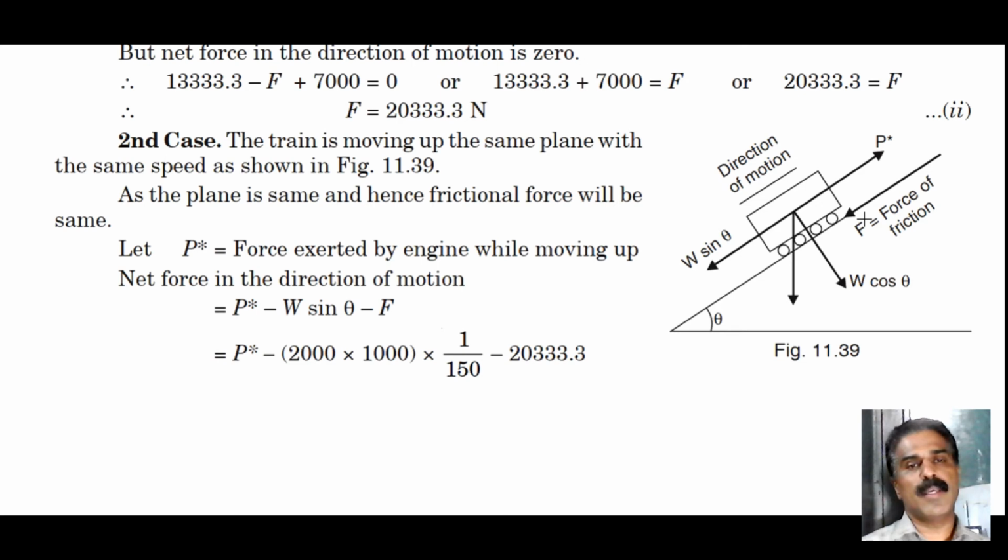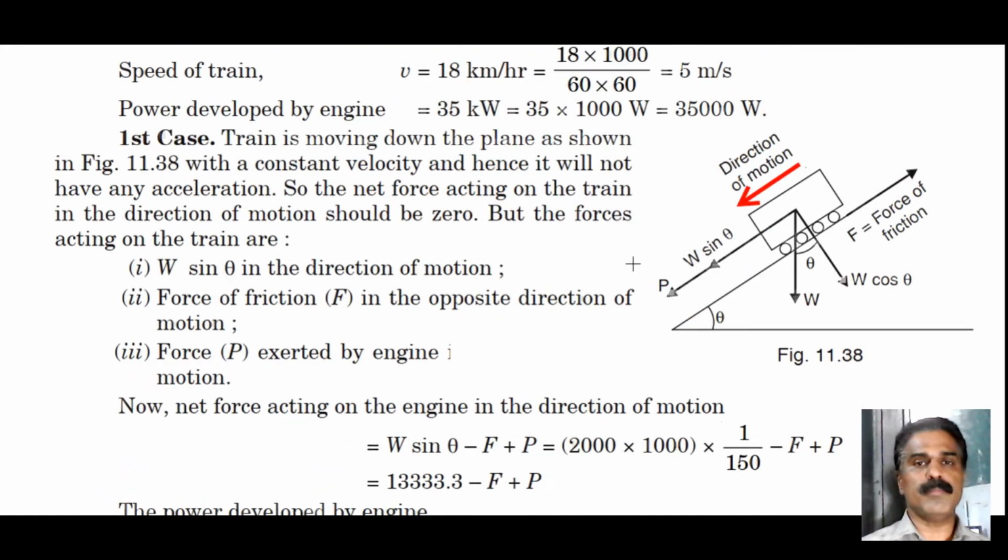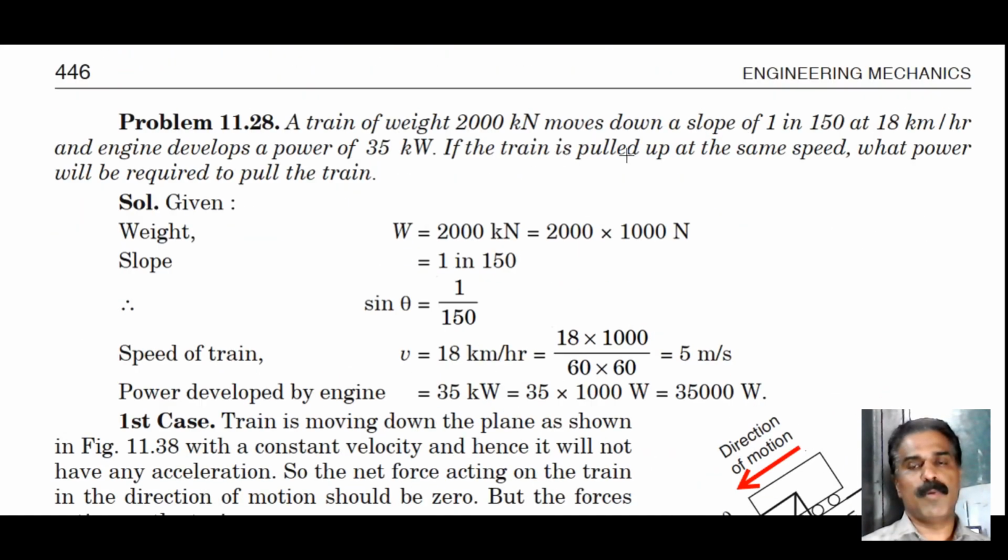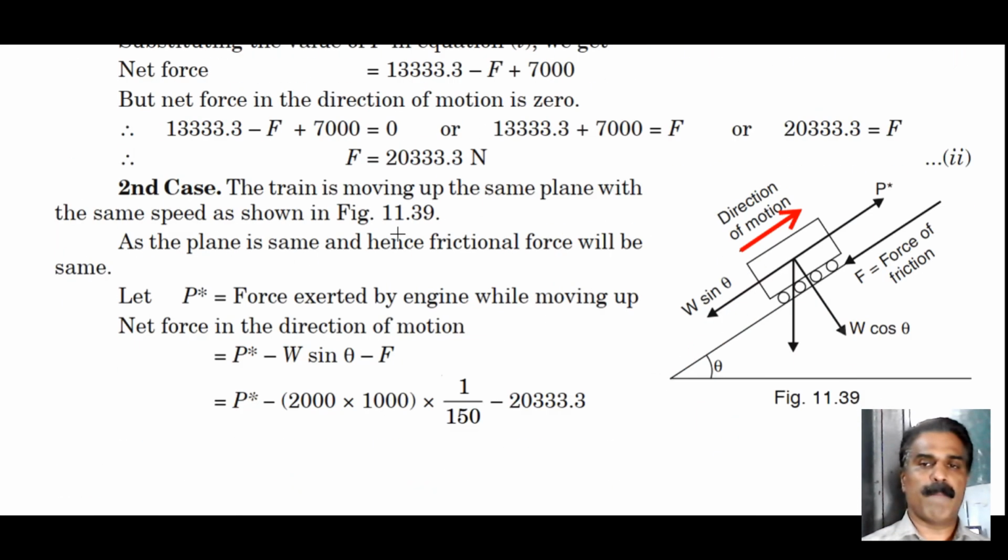Okay. Then let us consider the second case. Now in the second case, the train is moving up the plane with the same velocity. If the train is pulled up at the same speed, what power will be required to pull the train? In this case, the train is moving up the plane, same velocity, same plane, everything is same except the direction of motion is upward.